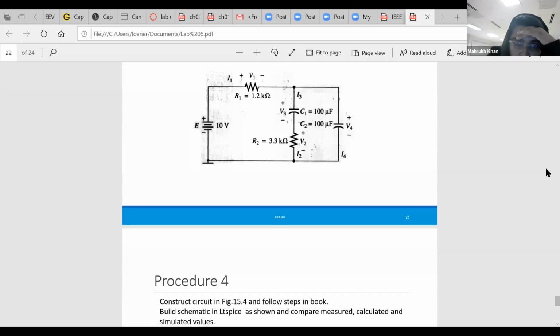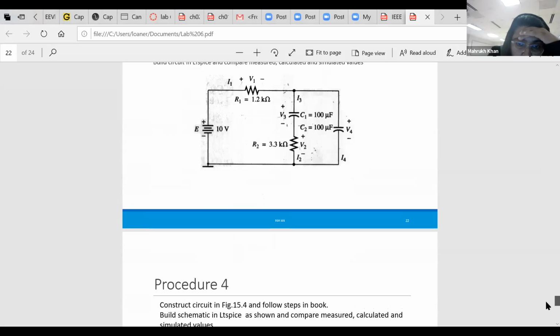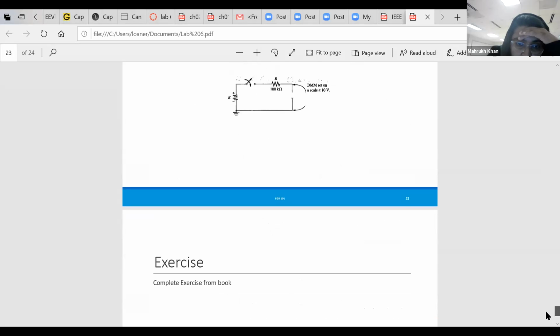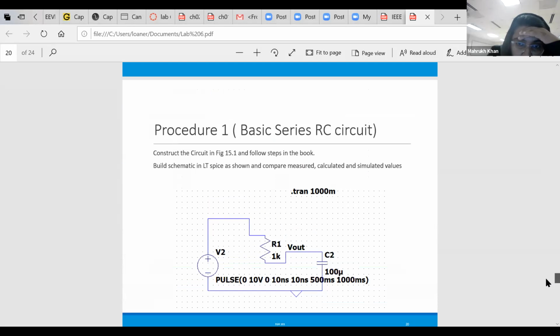Okay. So you have procedure 3 and procedure 4 that you have to do, and then the exercise. I will start doing procedure 1. Procedure 1 is asking you to build a simple circuit with the resistor.